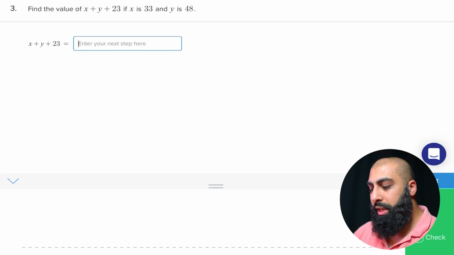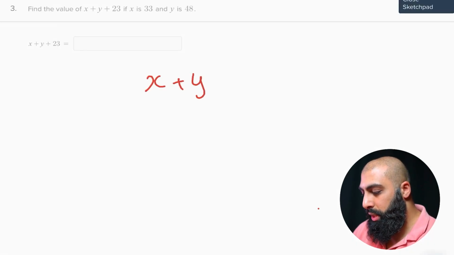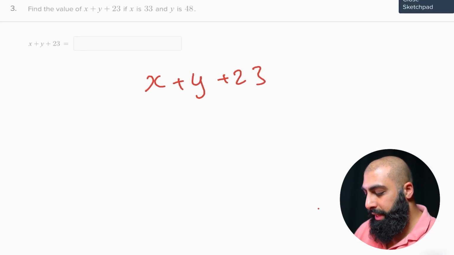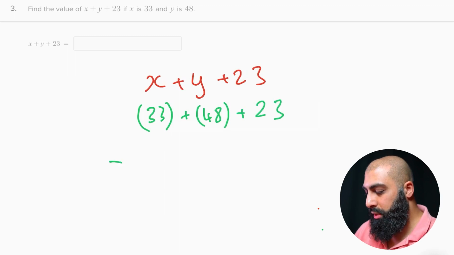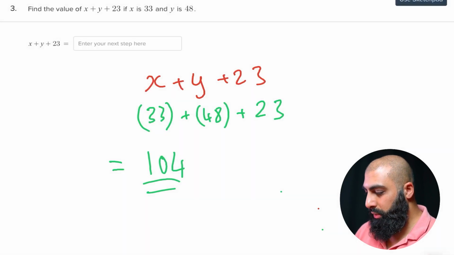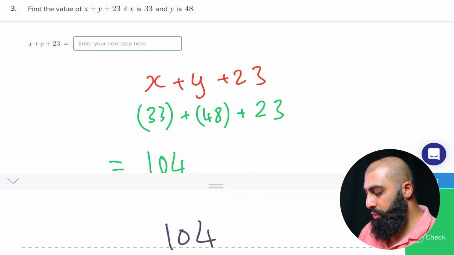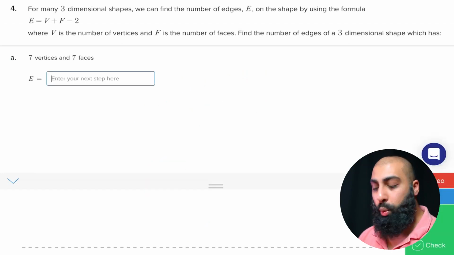Question 3 says find the value of x plus y plus 23 if x is equal to 33 and y is equal to 48. So all we're doing here is saying x plus y plus 23, if we know that x is 33 and y is 48, plus the 23. What is the answer to this? So that's equal to 104. We're going to just quickly put that into here. 104. Yeah, brilliant. Okay, that puts us on to question 4 then.